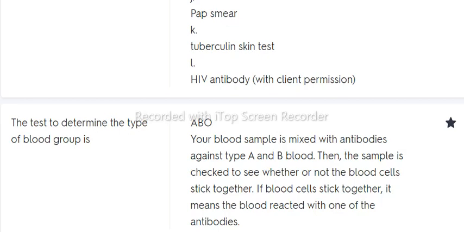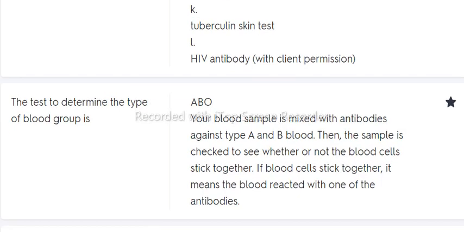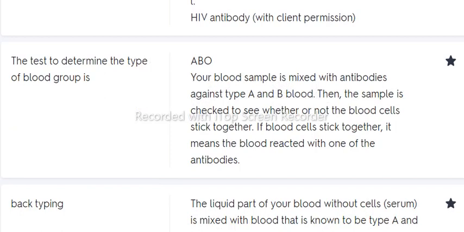The test to determine the type of blood group is: your blood sample is mixed with antibodies against type A and B blood, then the sample is checked to see whether or not the blood cells stick together. If blood cells stick together, it means the blood reacted with one of the antibodies.